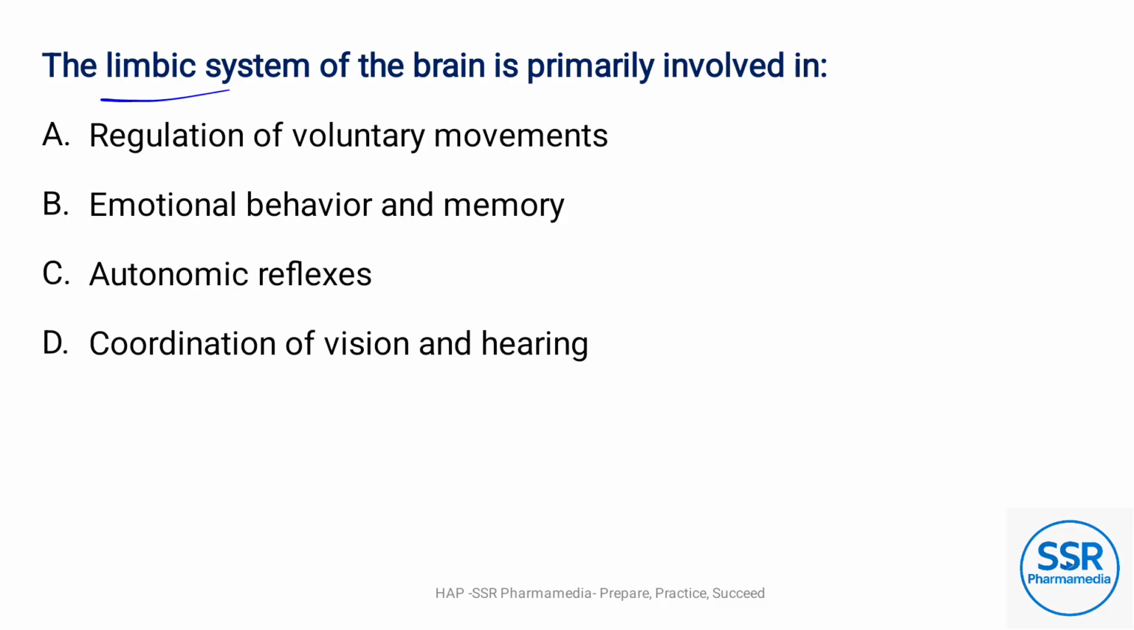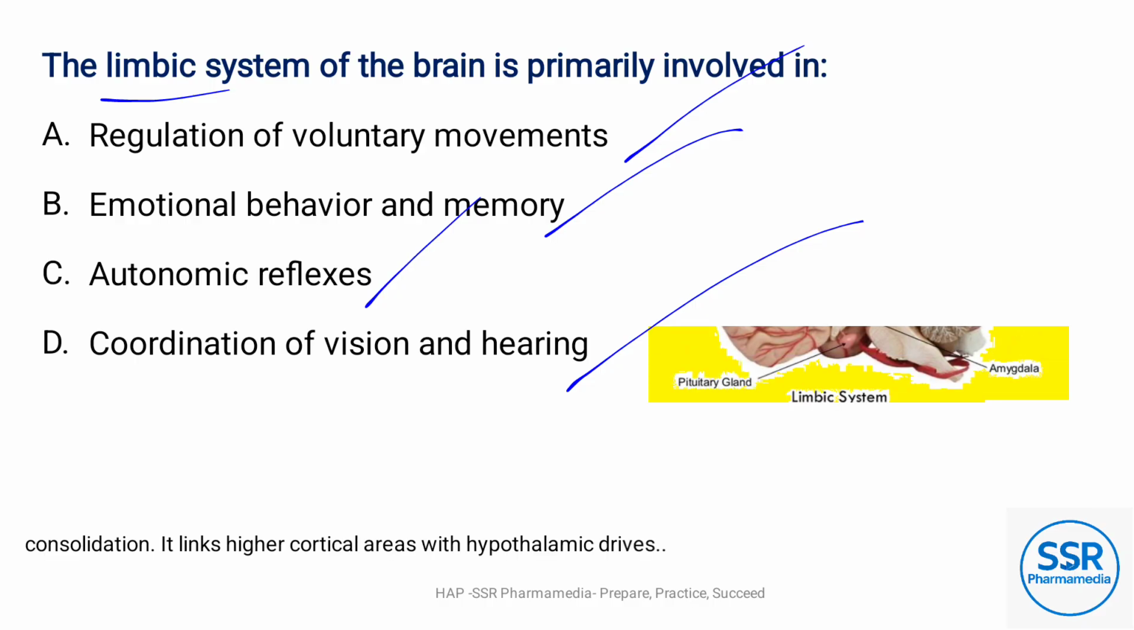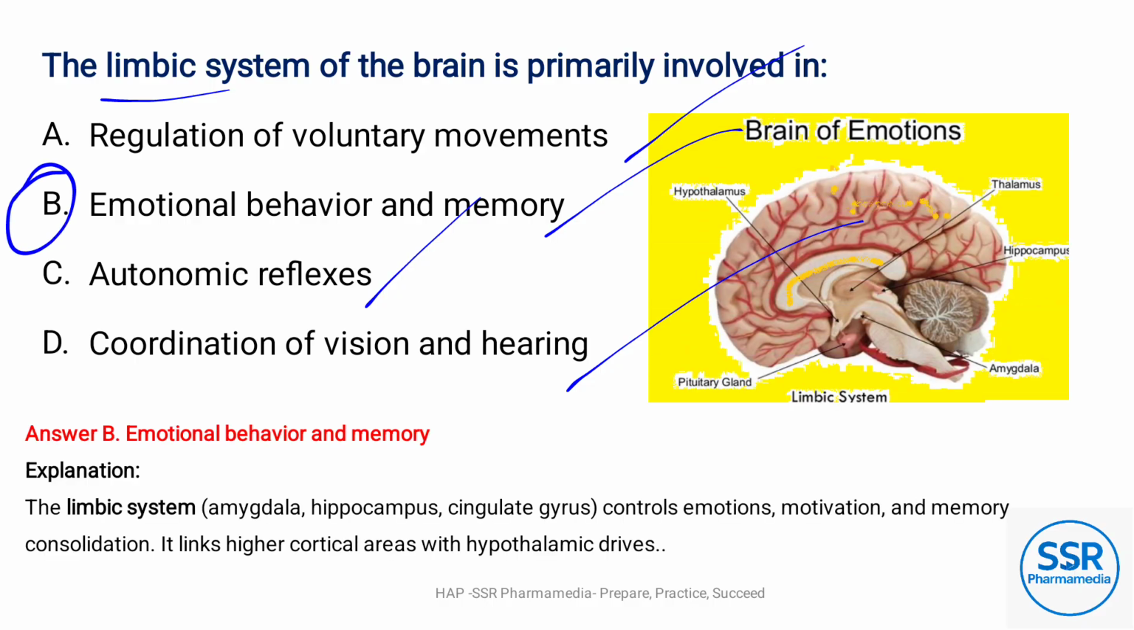Next, the limbic system of the brain is primarily involved in: option A, regulation of voluntary movements; option B, emotional behavior and memory; option C, autonomic reflexes; option D, coordination of vision and hearing. So the answer is option B, emotional behavior and memory. The limbic system controls emotion, motivation and memory consolidation. It links higher cortical areas with hypothalamic drives.